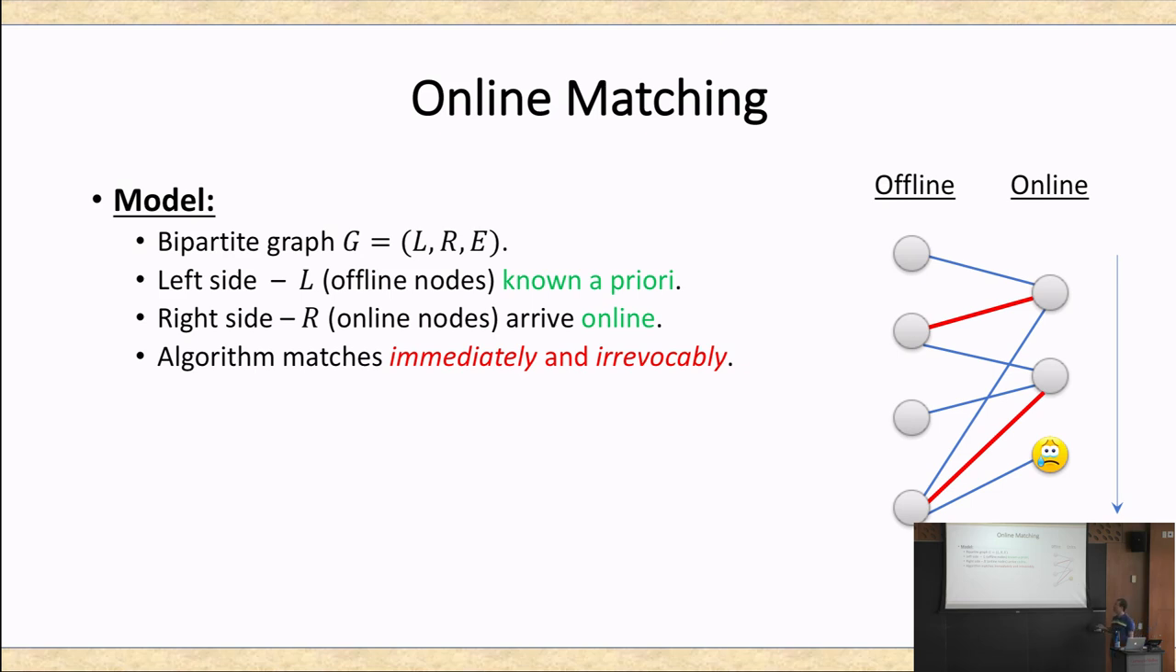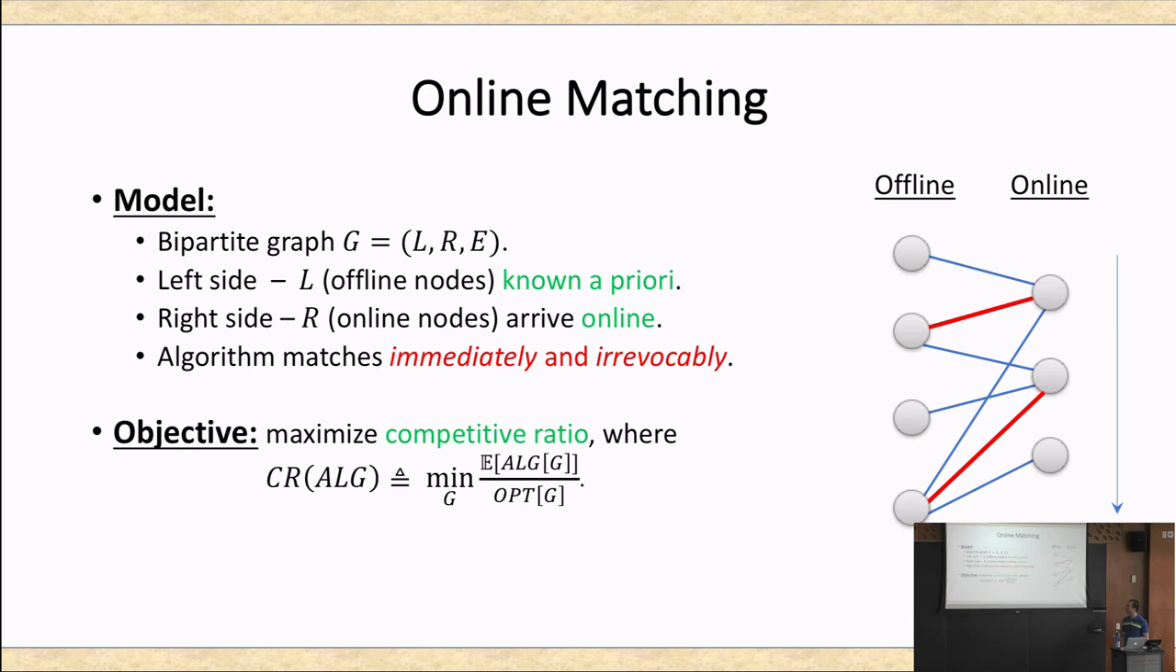So what's the general objective? As with most online algorithms, in this case it's a maximization problem. We're trying to maximize the competitive ratio, which is defined as follows: for any algorithm ALG, the competitive ratio of ALG is the minimum over all input graphs G of the expected size of the matching output by ALG on G over the optimum size of the matching, that is, the maximum matching size. I'll stress right here that the expectation is over the randomness of the algorithm. There's no randomness in the input.